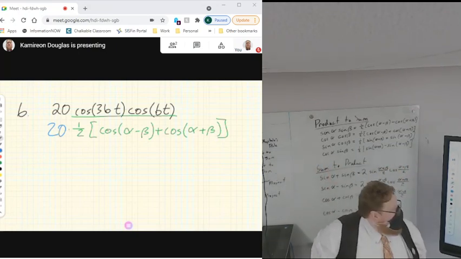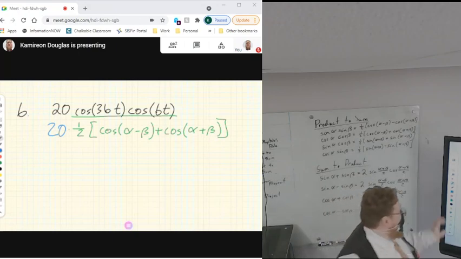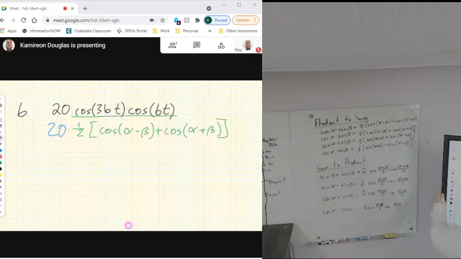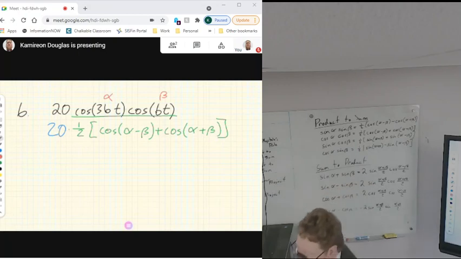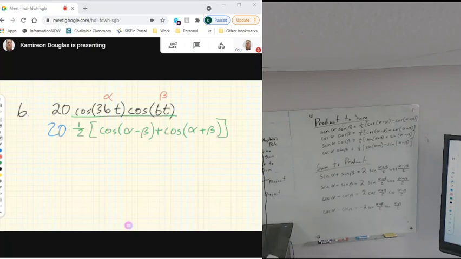Now, in this problem, my alpha is going to be 36t. My beta is going to be 6t. I'm going to take that information, plug it into my formula, and look to algebraically simplify this down to one solution. Now, important things as we do so. Note, all the rules we have in our list can be applied to these problems, as well as anything algebraically that you can do.